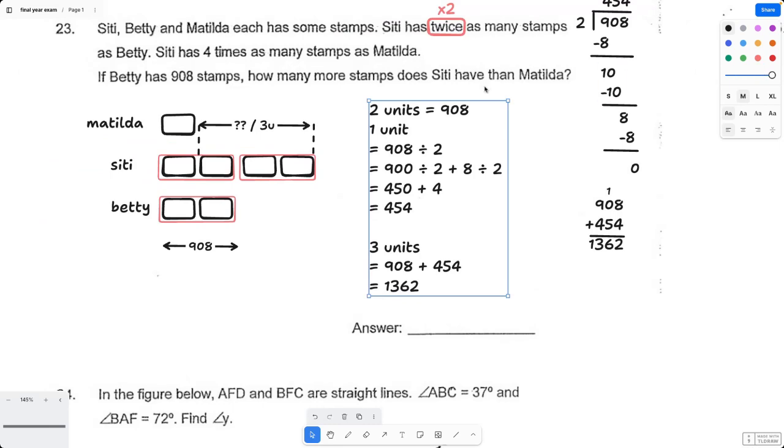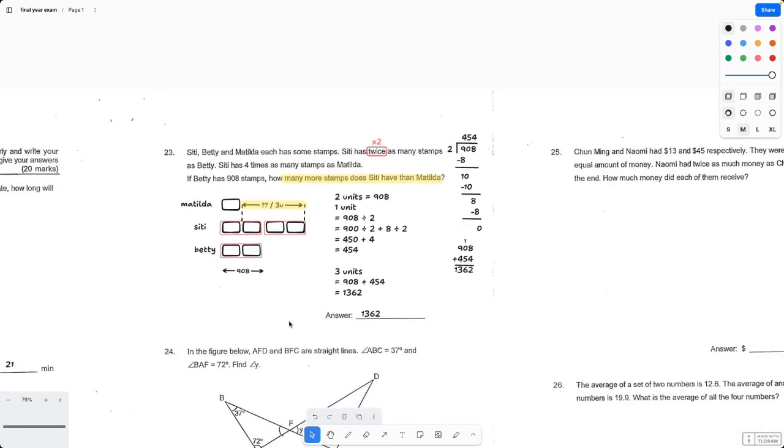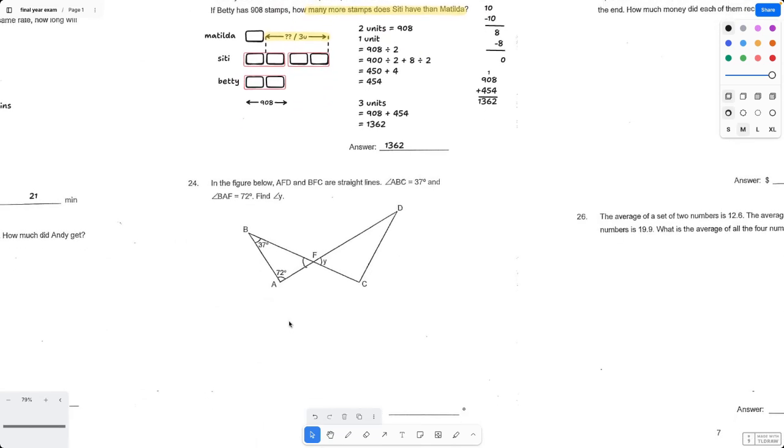Let me just highlight this. How many more stems does CT have than Multida, which is basically this? So the answer to this is 1362. That's what we're looking for. All right, let's move on to the next question.